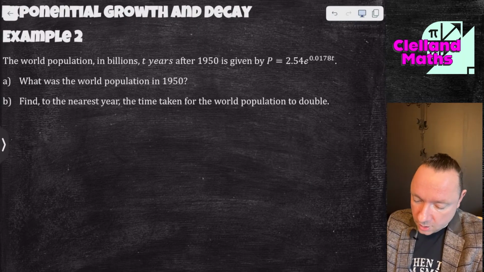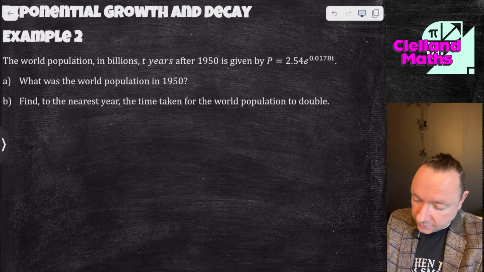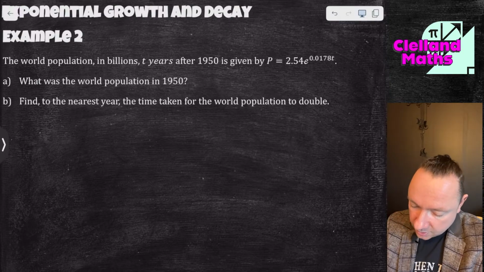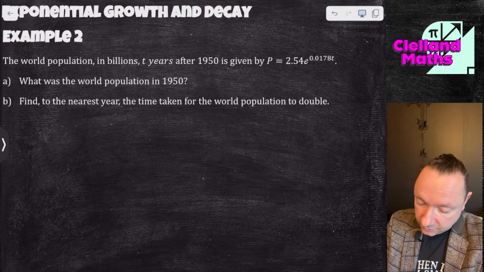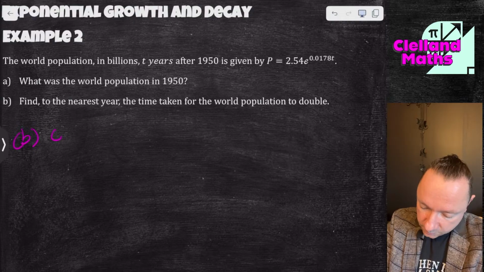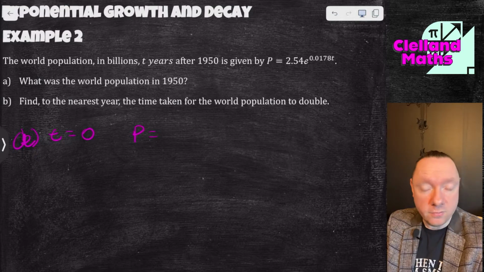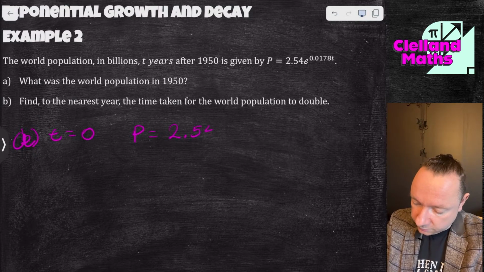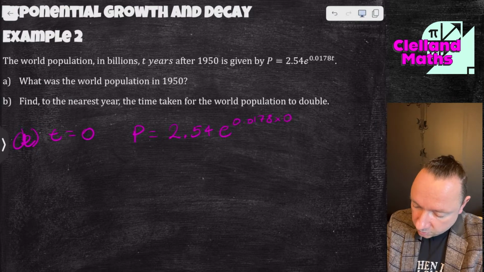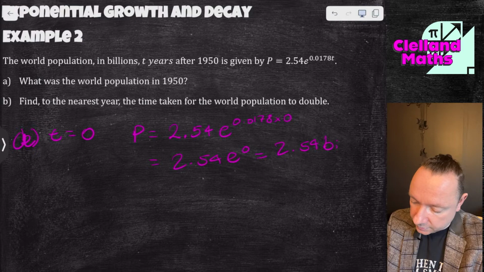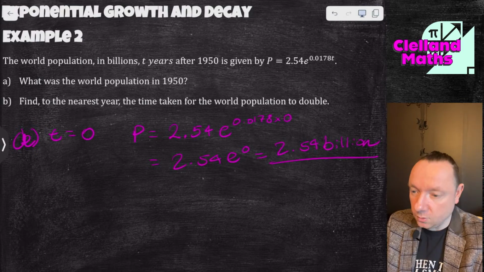From Decay example 2, the world population in billions t years after 1950 is given by P equals 2.54 e to the 0.0178t. What was the world population in 1950? So in 1950, this is part A, so t equals 0, so P equals 2.54 e to the 0.0178 times 0. So remember that's 2.54 times e to the 0, e to the 0 is 1, 2.54 billion. Make sure you answer that question. Write it in words if you want.